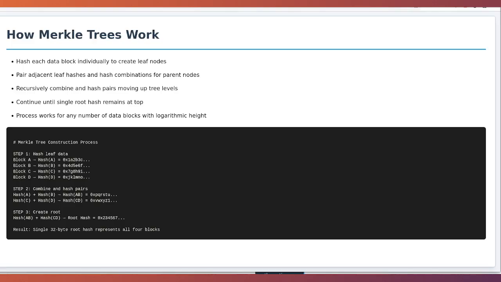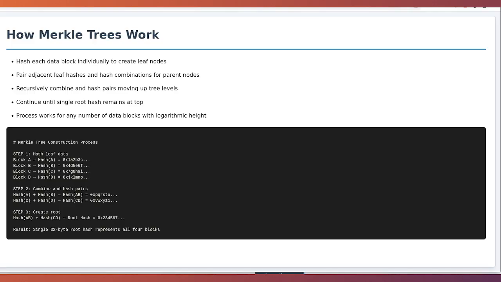These 4 hashes become our leaf nodes. Next, we pair up adjacent leaf nodes and hash them together. We concatenate hash A and hash B, then hash the result to create hash AB. Similarly, we concatenate hash C and hash D and hash them to create hash CD. Now we have 2 nodes at the second level. Finally, we take these 2 second-level hashes, concatenate hash AB and hash CD together, and hash the result. This produces our Merkle root, hash ABCD. This single hash represents all 4 original data blocks.